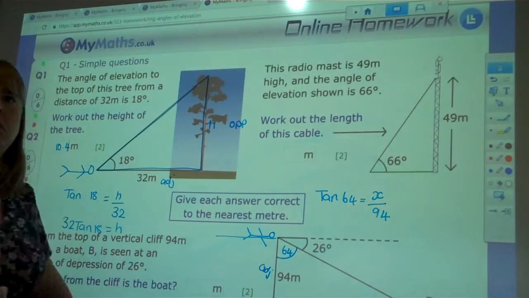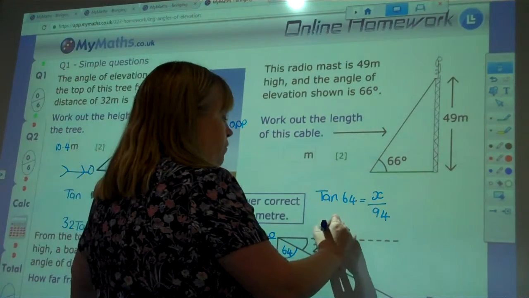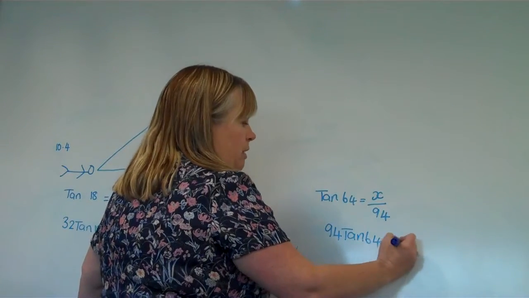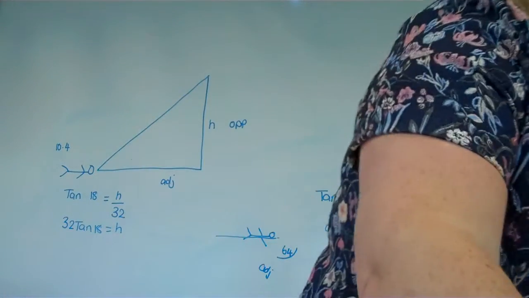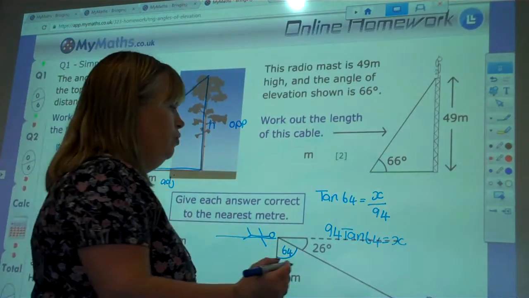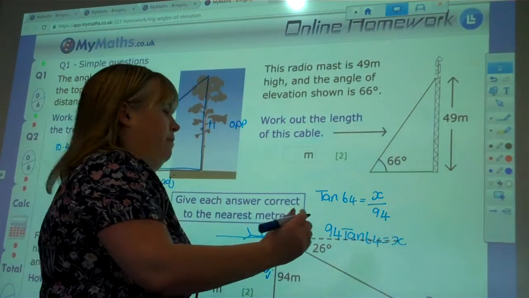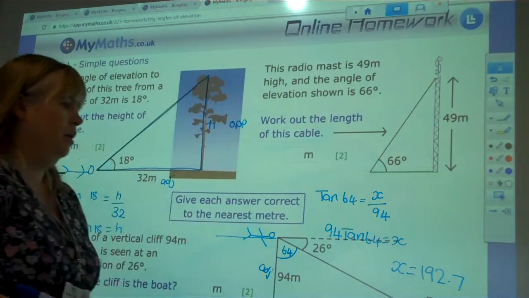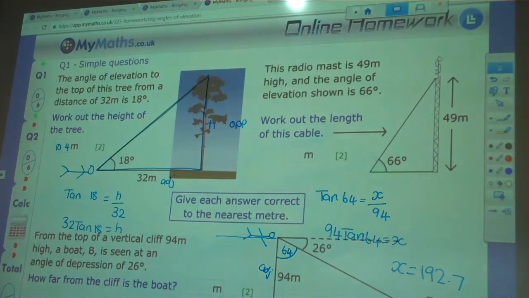What do I do now? Times it by the 94. So 94 tan 64 equals X. And you get 192.7. Okay, are you happy with that?